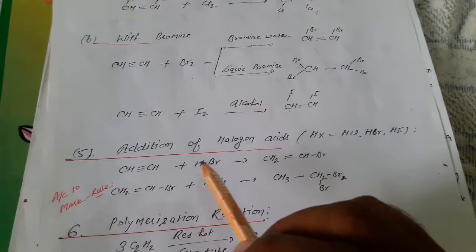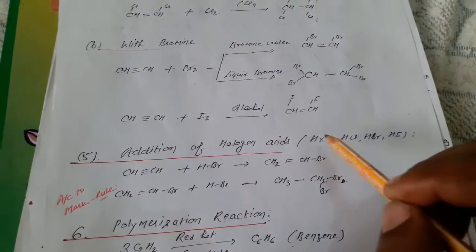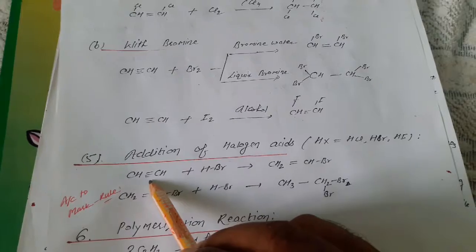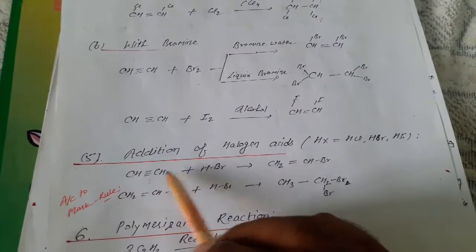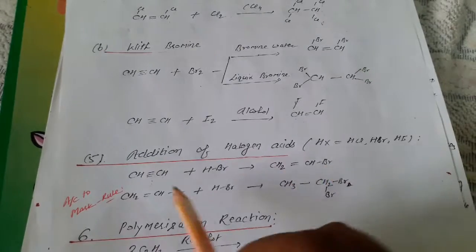1,2-diiodoethene. Okay. The fifth one is addition of halogen acids. Halogen acids are HCl, HBr, HI. The general formula is HX. So we are taking the example with HBr. This is the symmetrical alkyne. So on one side hydrogen and on one side Br will be added. There is no rule we will follow.